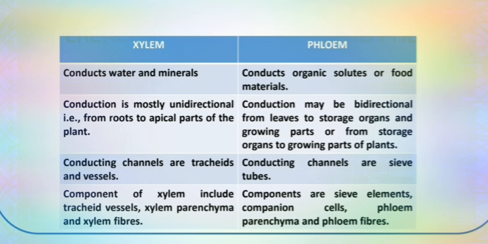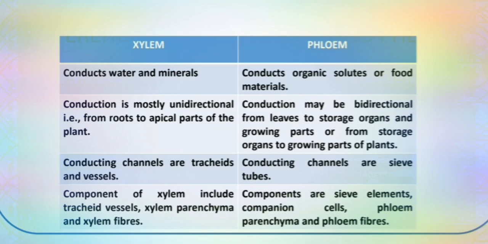And what are the components of xylem? The components of xylem are xylem tracheids, xylem vessels, xylem parenchyma, and xylem fibers. In this, the xylem parenchyma is a living tissue. It's a living tissue because it has the nucleus and cytoplasm.